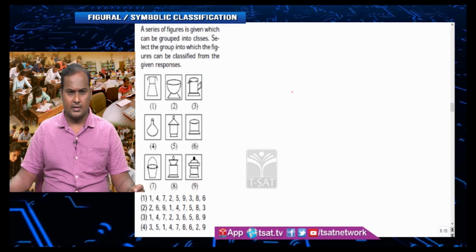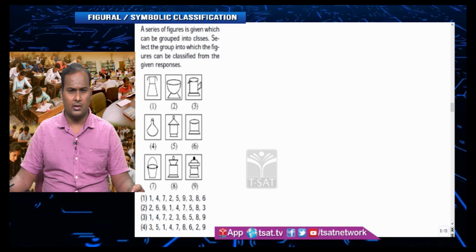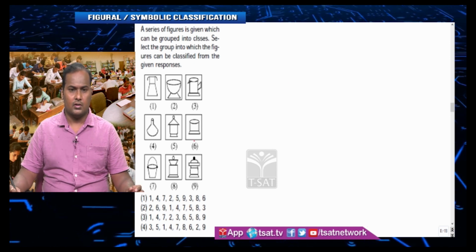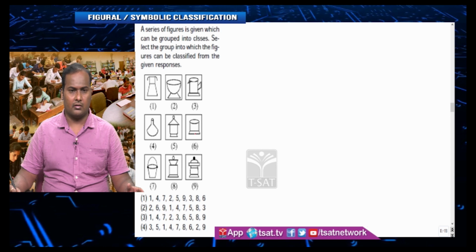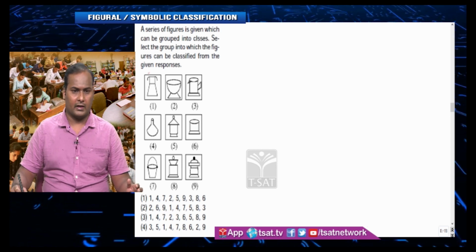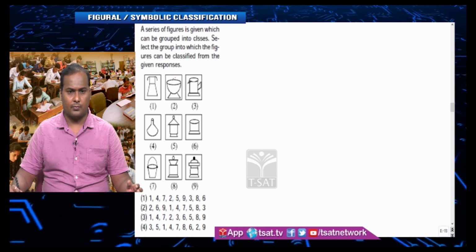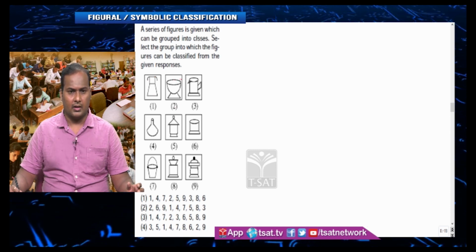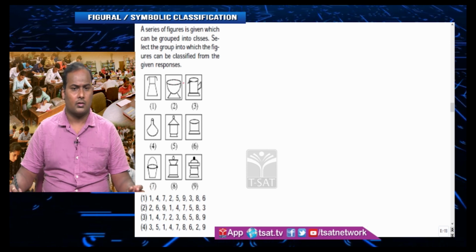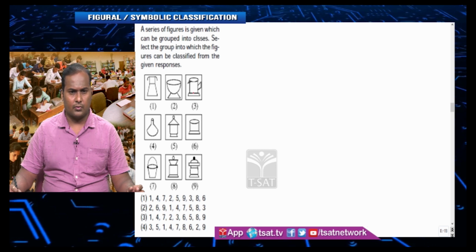A series of figures is given which can be grouped into classes. Select the group into which the figures can be classified from the given response. So again I said that whenever you see this kind of groups, try to focus on top and bottom portions. For example, in 2 also you see the top portion which is like a circle or like an elliptical shape.